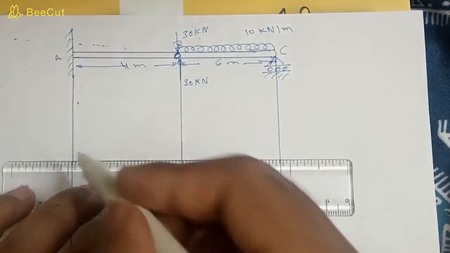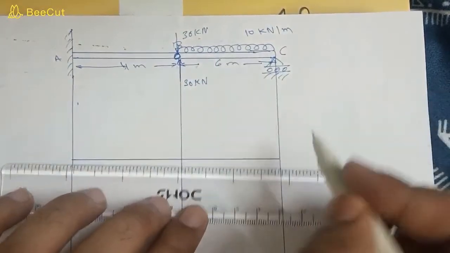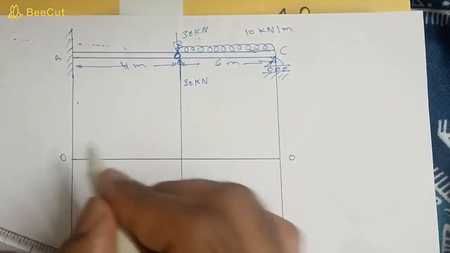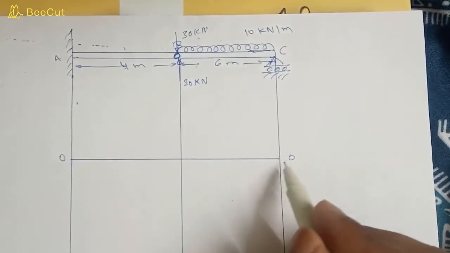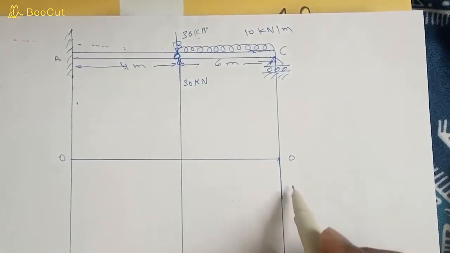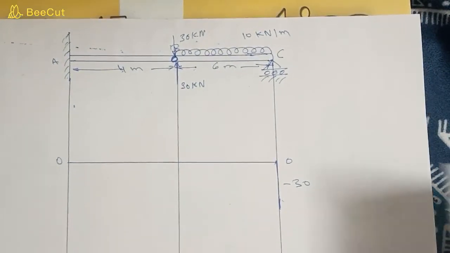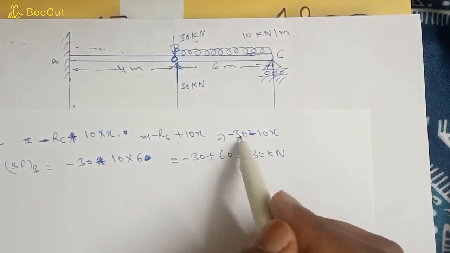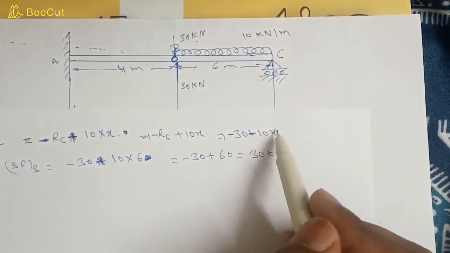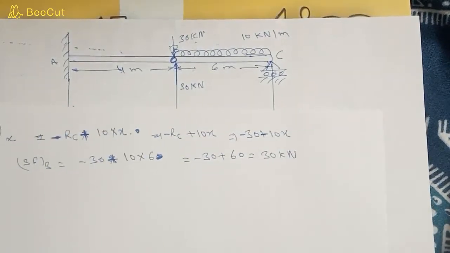This is the 0 0 line. We have calculated shear force to be minus 30 kilonewton here, so it will be minus 30 here, and then the equation of shear force is y is equal to c plus mx. So it is an equation of a linear line.